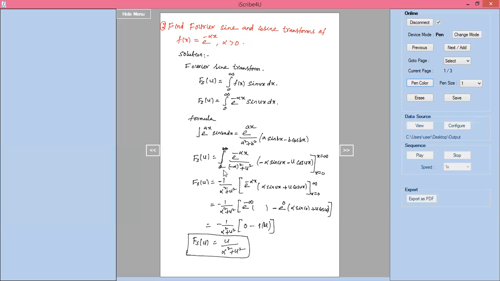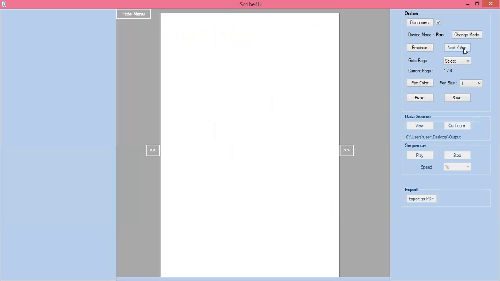Similarly, I have to simplify fc of u. How do we simplify fc of u? Fc of u equal to integration of 0 to infinity f of x into cos ux into dx.